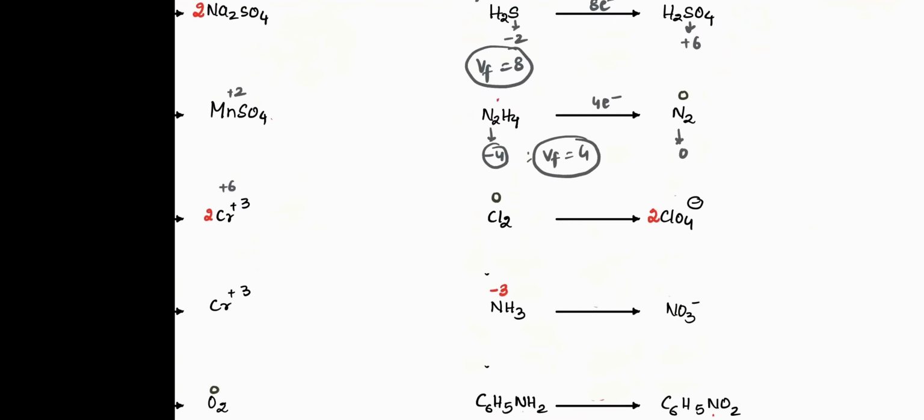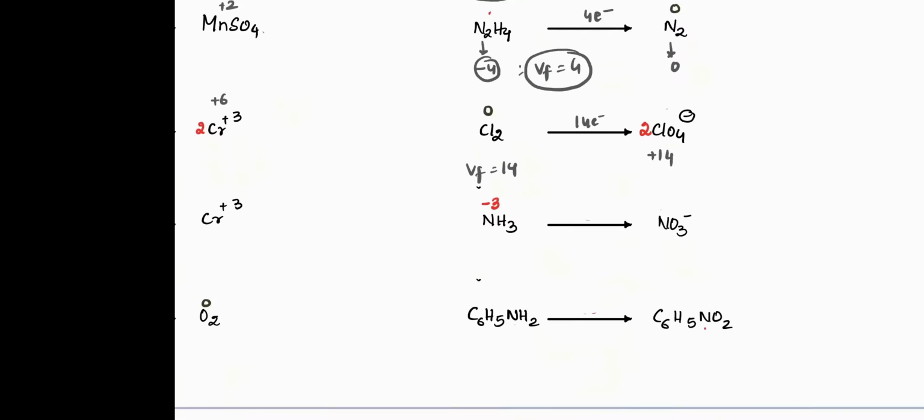Next, chlorine. Chlorine changing from 2 chlorides here. So one is +7. +7 into 2 is 14. So 0 to 14. So number of electrons transferred is 14. So valency factor in this case is 14. Nitrogen is -3, changing into +5, +8. So 8 electrons transferred. So valency factor is equal to 8.